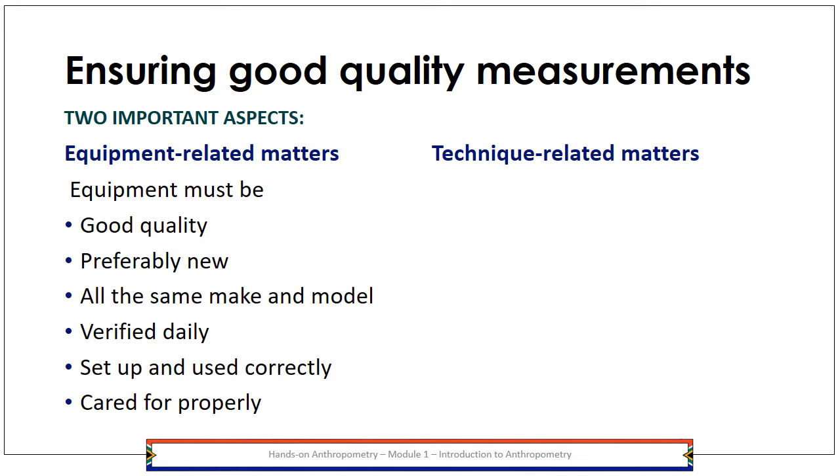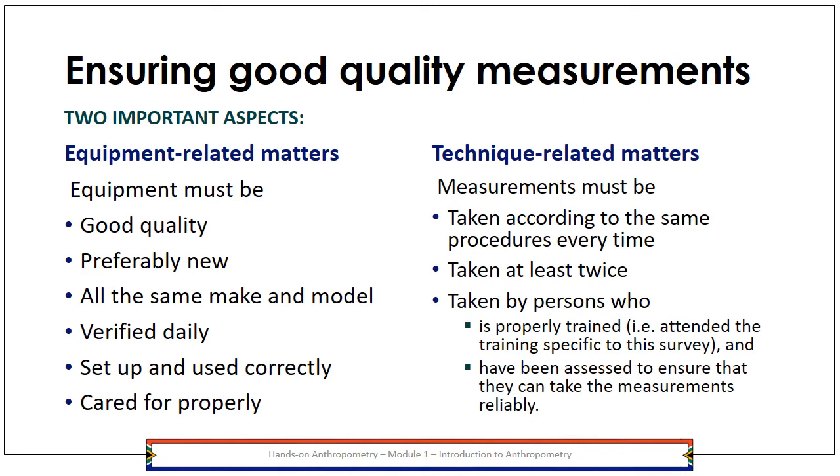Next, let's look at the matters relating to measurement technique. Every measurement must be taken according to a strict protocol because even small differences in measurement technique can affect the results. For example, when you're measuring a circumference, moving the measuring tape up or down just 1 centimeter will give you a different reading. We also take every measurement twice to make sure it was correct.